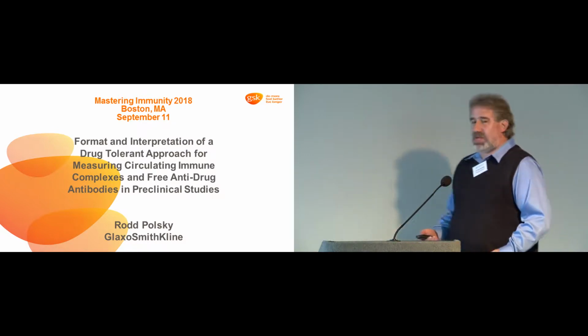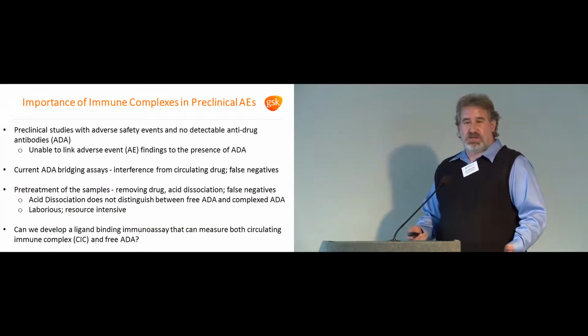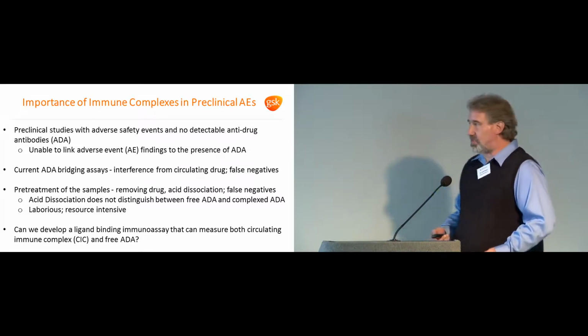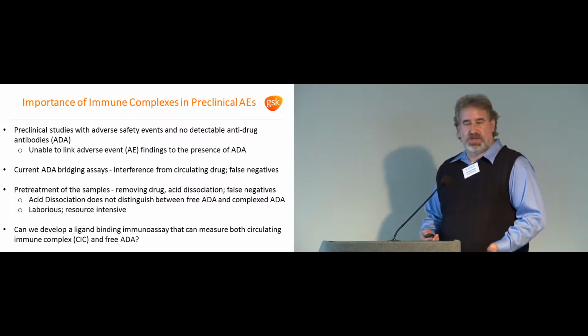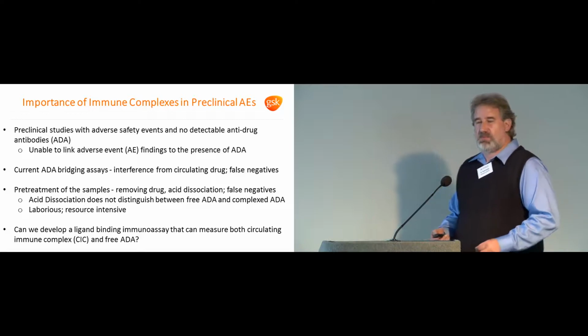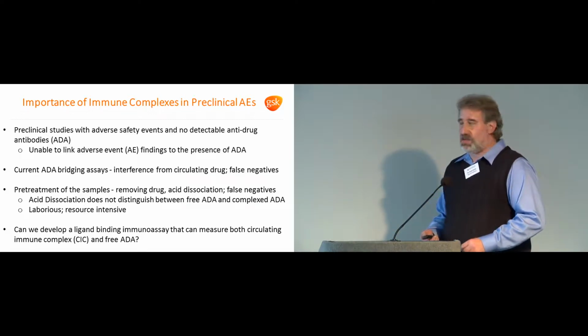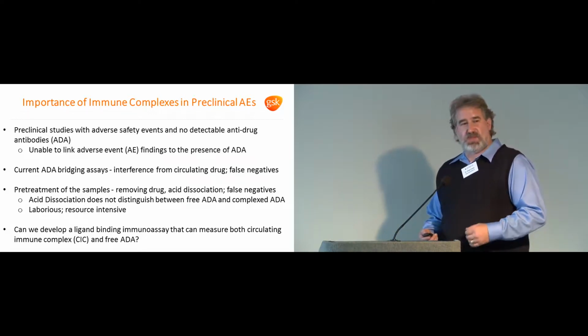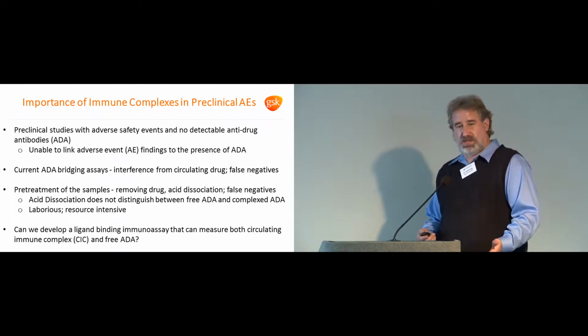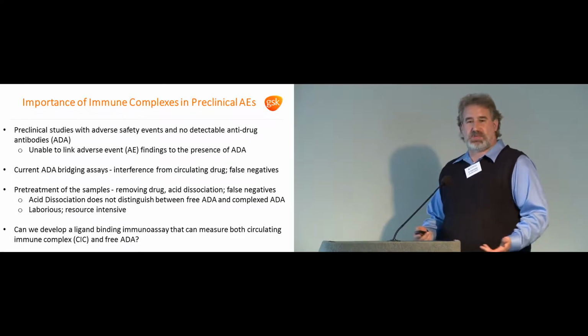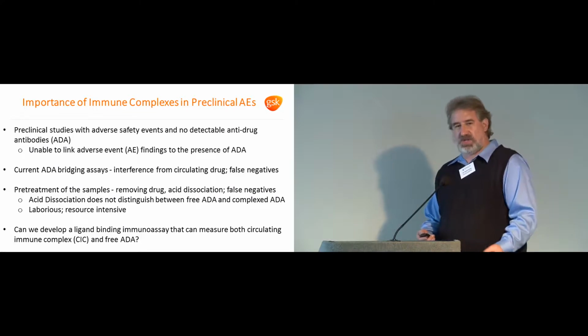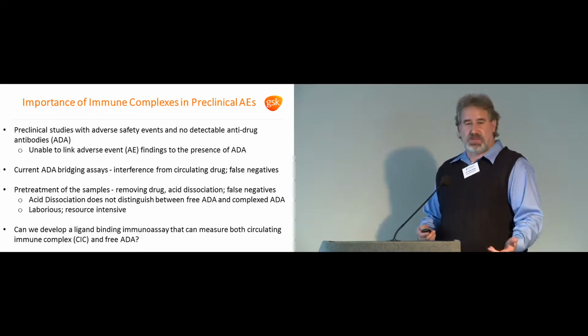So why immune complexes? Well, in order to get an anti-drug antibody, we first have to start with an immune complex. And lately, we've had preclinical studies with some of our biotherapeutics, in particular our monoclonal antibodies, where we've seen adverse events, but we haven't seen the presence of ADA. Usually, sometimes that's due to the presence of circulating drug in the sample that's going to interfere. If we're using a typical bridging ADA assay, we're using our drug to capture and detect the antibody. If circulating drug is present, that's going to present us a problem.